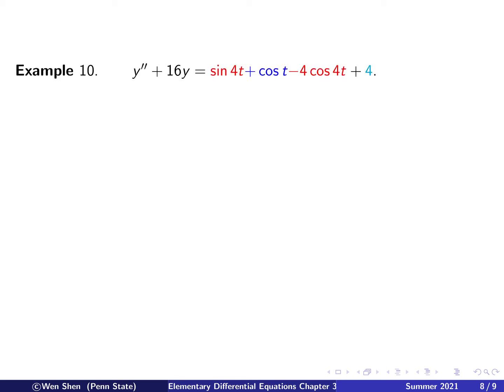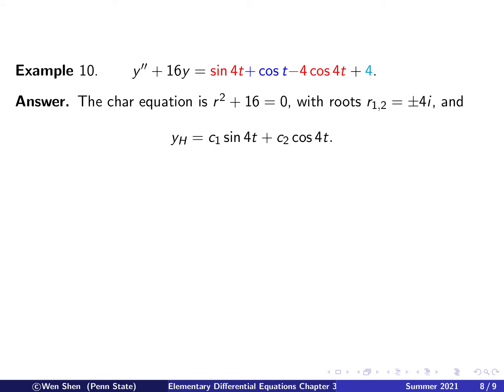Our next example is this one. So y double prime plus 16y equal to this g here, which contains 1, 2, 3, 4 terms. Okay, I already pre-color coded it. So let's for a while neglect the colors there on the g term. Let's look at the characteristic equation and the roots. So we get r squared plus 16 equals 0, and then we find the roots are plus minus 4i.